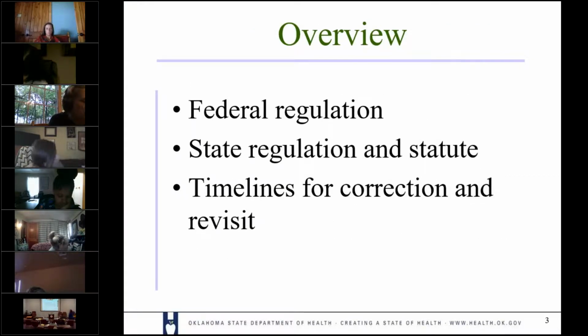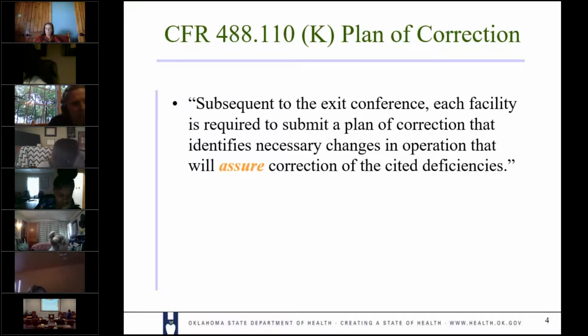Okay, overview. Plans of correction are in the federal regulation, they're mentioned in the state regulation and statutes, and the timelines for corrections and revisit are as well. In the CFR, the plan of correction, subsequent to the exit conference, each facility is required to submit a plan of correction that identifies necessary changes in operation that will assure correction of the cited deficiencies. How many of you sat in exit conferences within the last year?